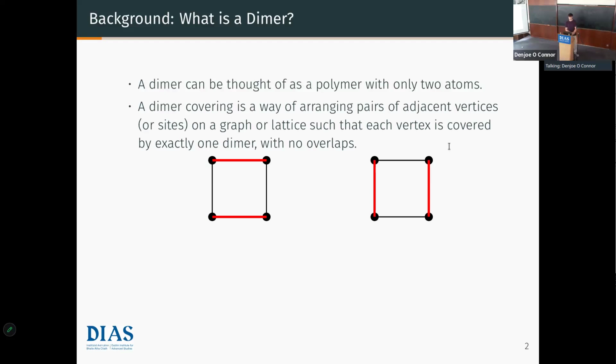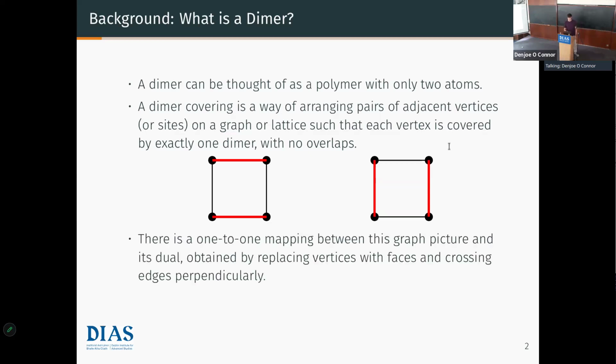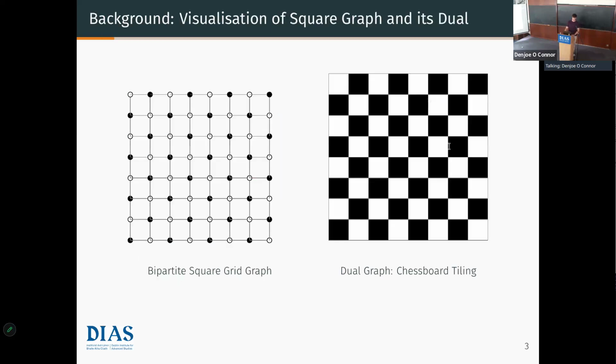So as you can see, I've given a small example of, say, a 2x2 graph. There's two different dimer coverings on this, one where they're both arranged horizontally, and one where they're both arranged vertically. There's also a one-to-one mapping between this graph picture and its dual, which is obtained by replacing vertices with faces and crossing edges perpendicular. So what do I mean by that? This is a simple example of an 8x8 bipartite square grid and its dual, which is just a chessboard type of tiling.